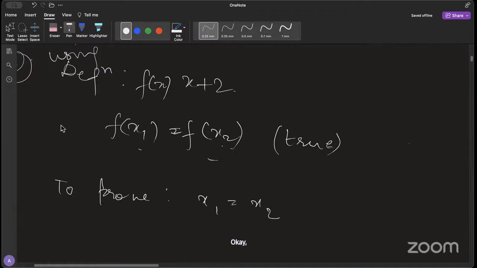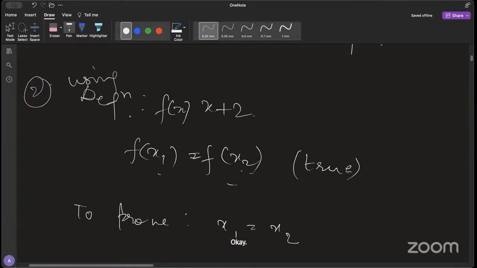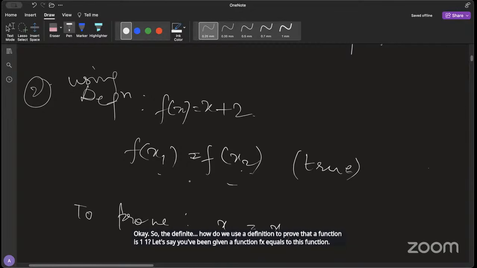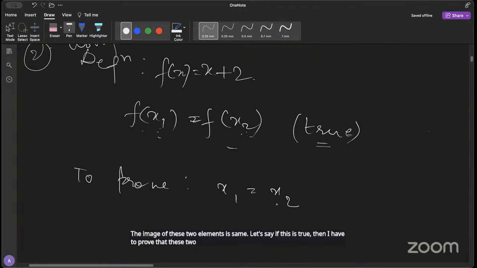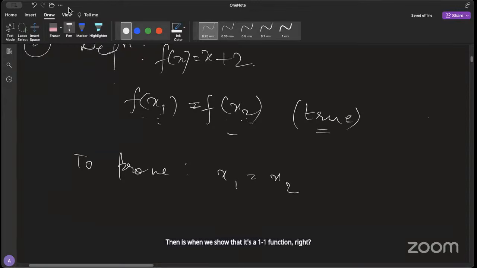Okay, can you guys hear me now? Yes, ma'am. So how do we use a definition to prove that a function is one-one? Let's say you've been given a function f(x) equal to this function, and then let's assume this thing to be true. Let's say for two elements x1 and x2, the image of these two elements is the same. If this is true, then I have to prove that these two elements are also the same. Then that is when we show that it's a one-one function, right?